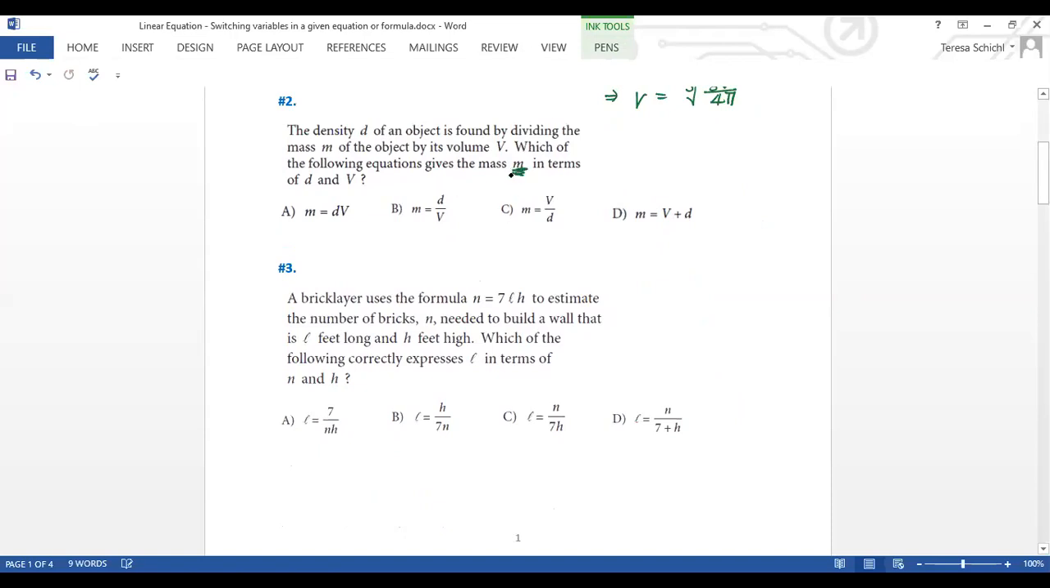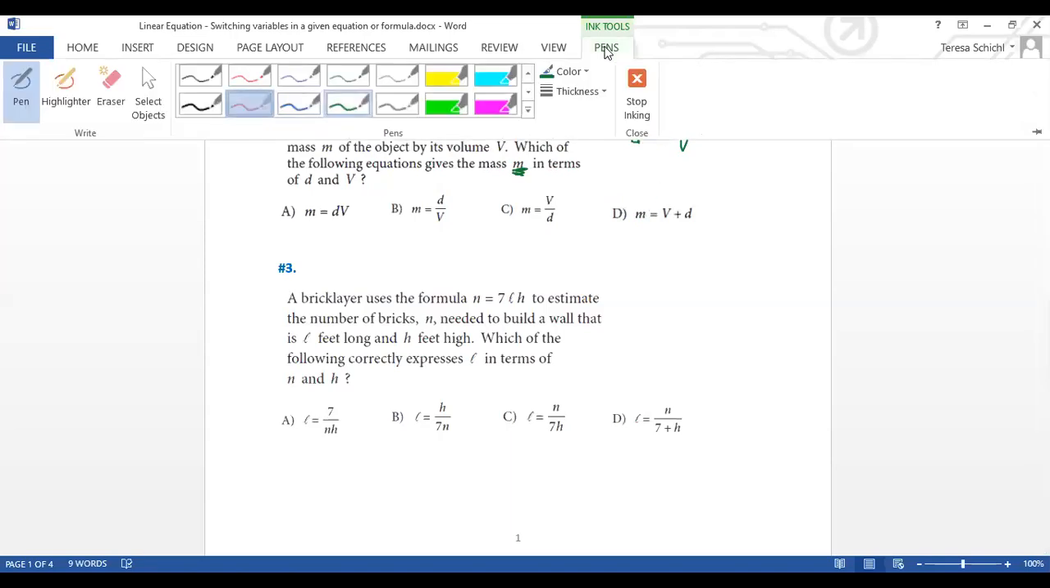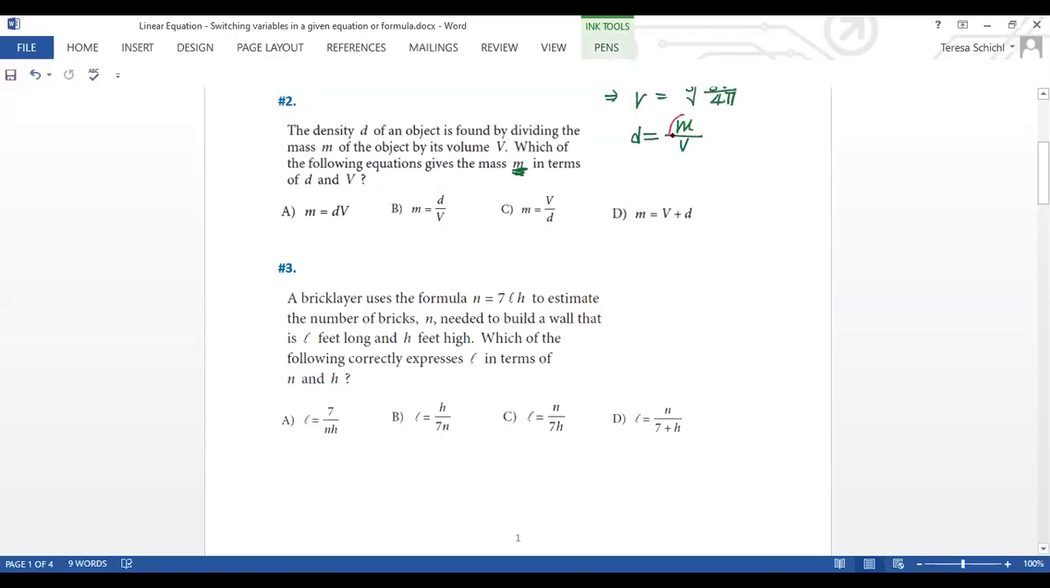I'm trying to solve for the mass in terms of D and V. So the first part is we need to write out the relation. The problem tells us the density D is found by dividing the mass by its volume. So basically, D is equal to the mass divided by the volume, right? And now I'm going to find the M. So how do I find the M?